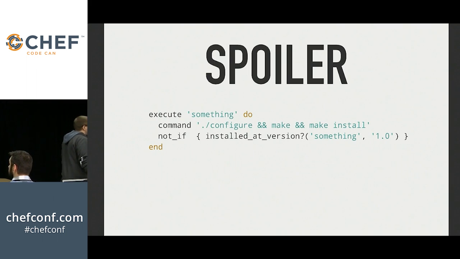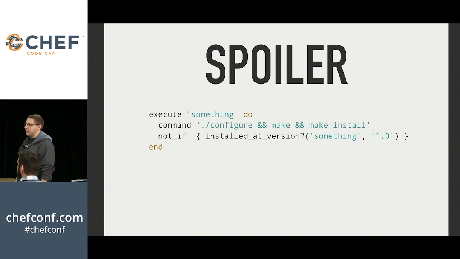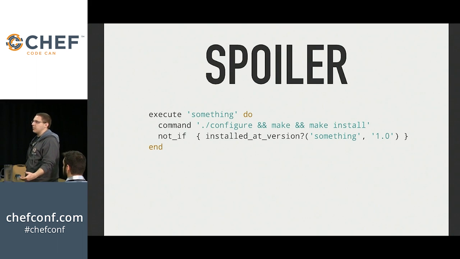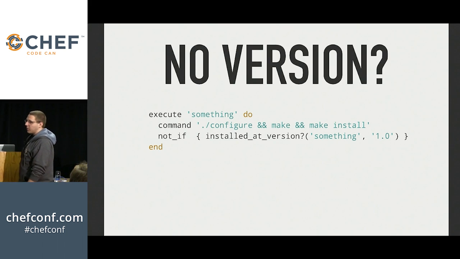So here's a spoiler alert. We're going to go through the Chef Sugar API, but this is one of the things that Chef Sugar offers: a handy little installed_at_version? question mark that you can use inside a not_if guard, and we're using the Ruby blocks here instead of the actual string, which is interpreted as sh, and it's super simple to pipe in some node attributes in there. And then what if you don't care about the version?